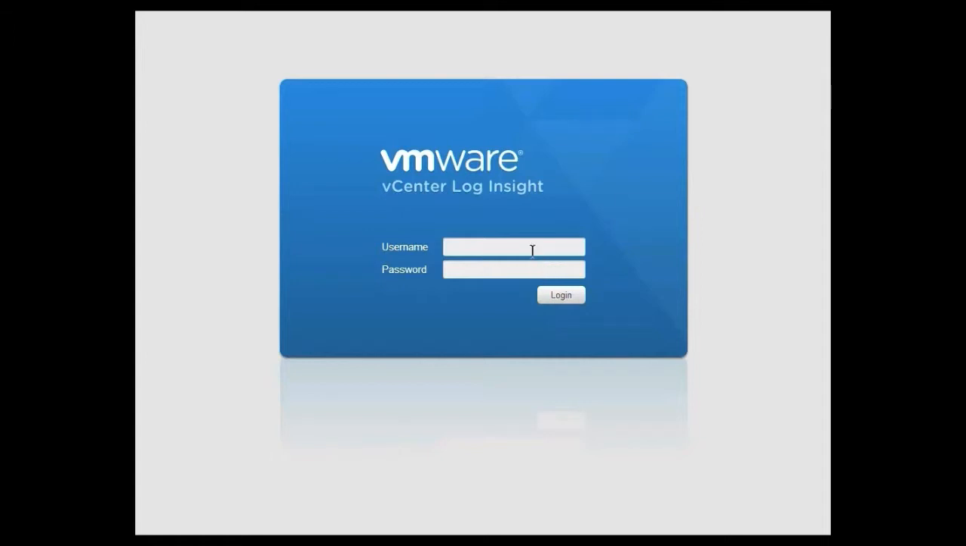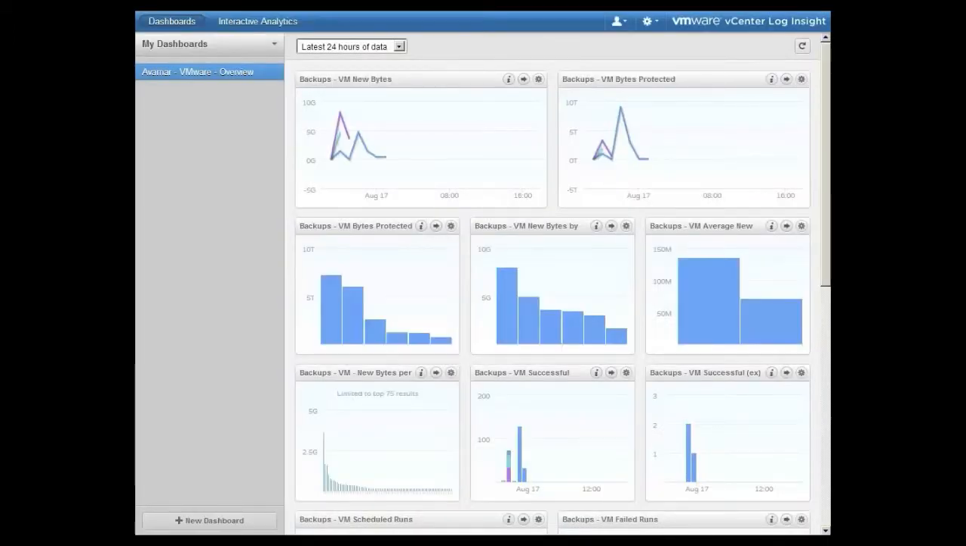This video demonstrates how we can bring backup information to the VMware management stack and managers through VMware's vCenter operations and Log Insight. Here we're looking at Log Insight, where we have pre-created widgets that allow us to view the space being consumed and the backup operations that have occurred for our Avamar environment.